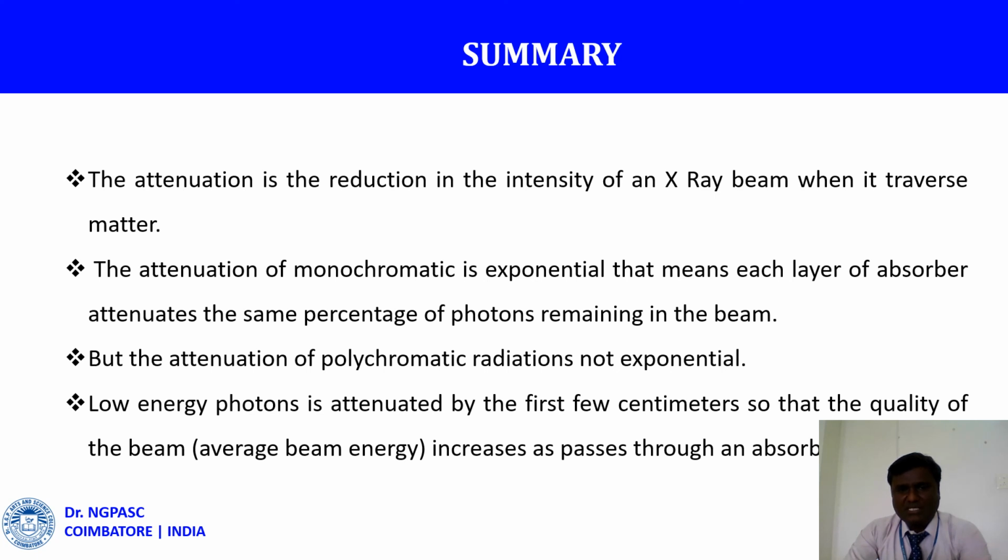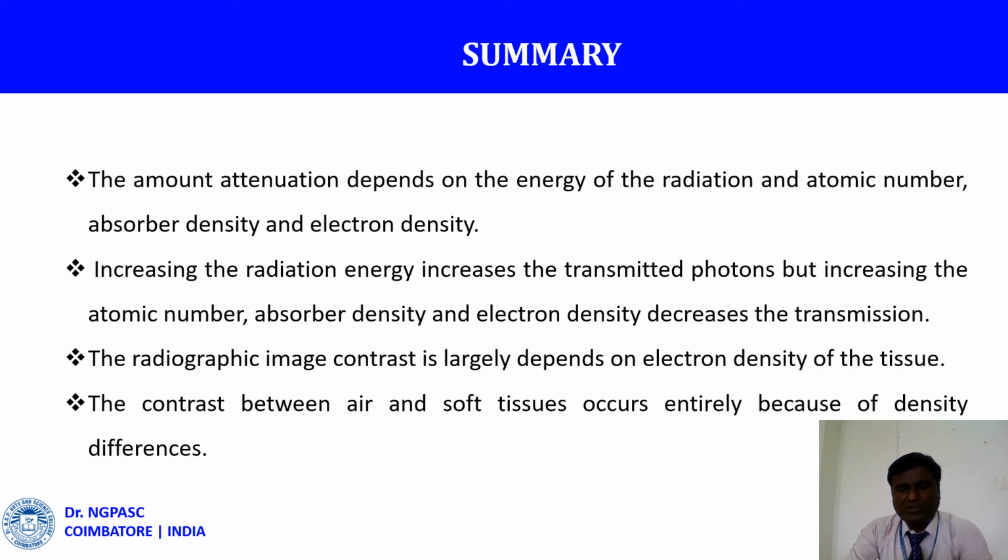Low energy photons are attenuated by the first few centimeters, so the quality of the beam increases as it passes through the absorber. The amount of attenuation depends on the energy of the incident radiation, the atomic number of the absorbing material, absorber density and electron density. Electron density means electrons per gram.